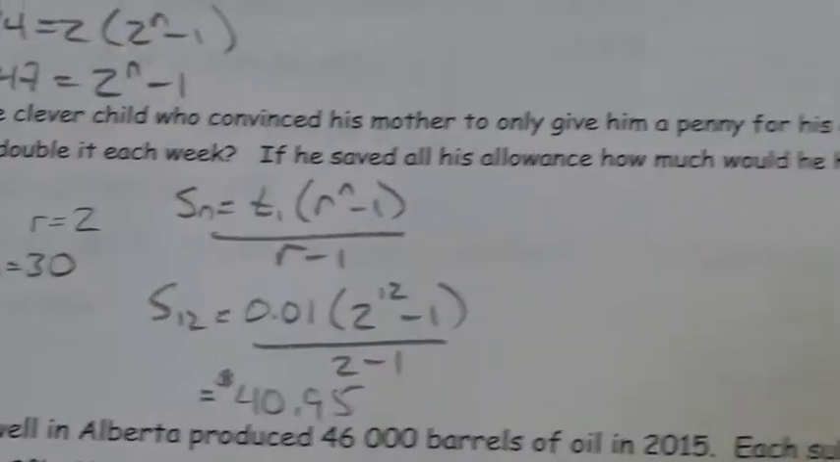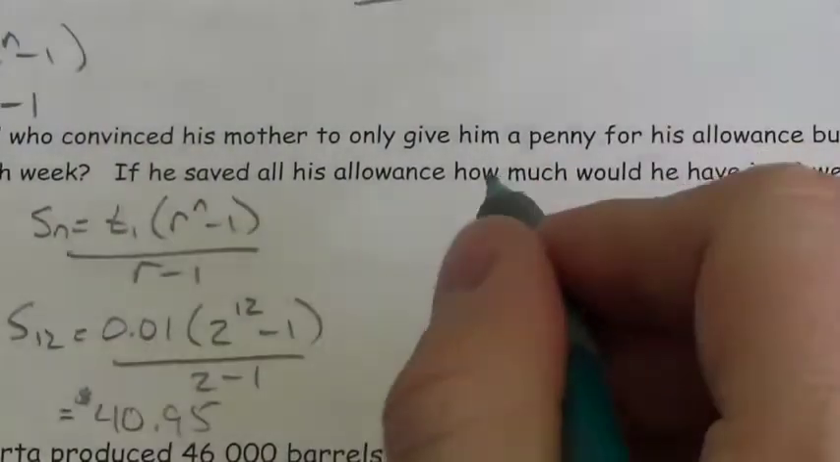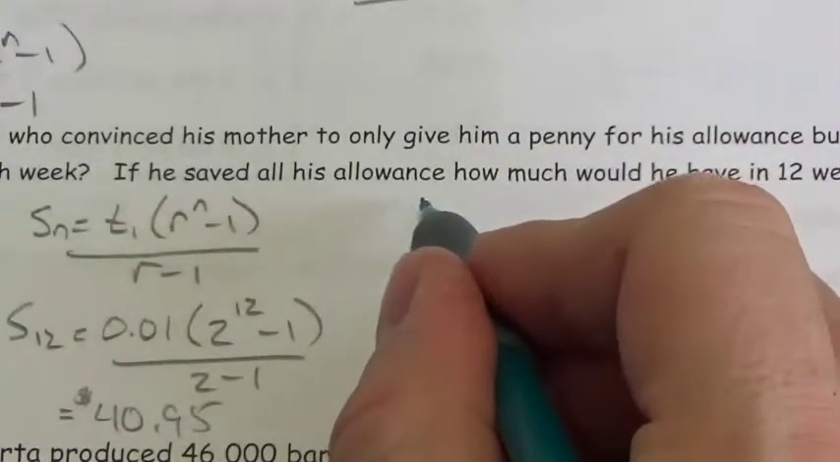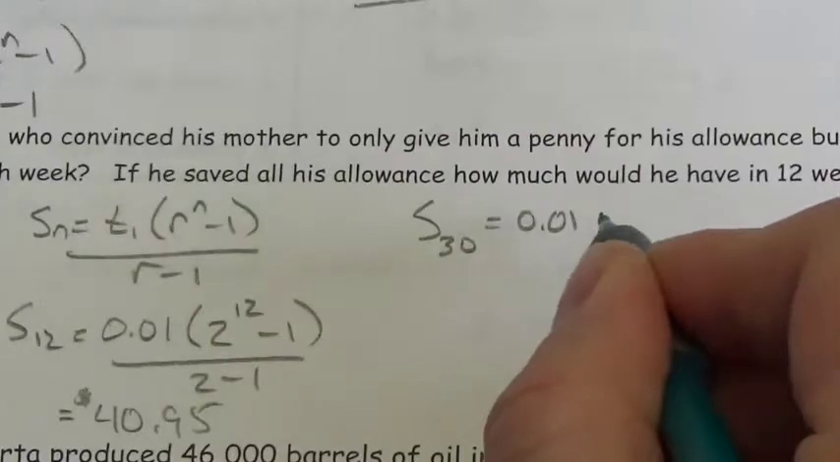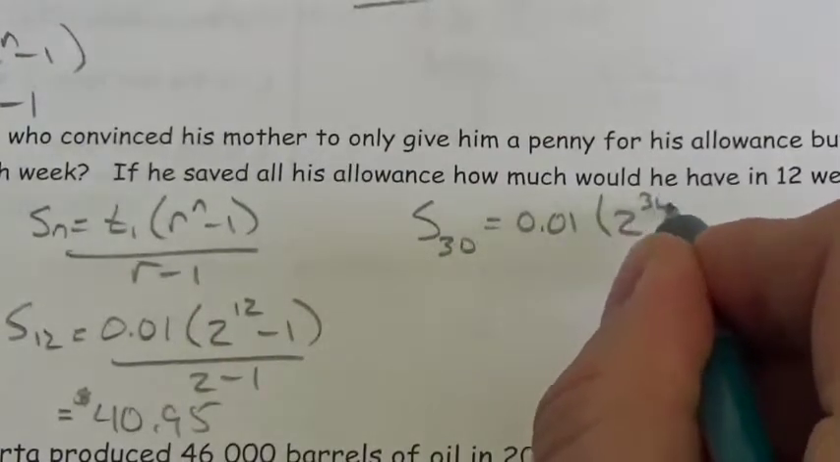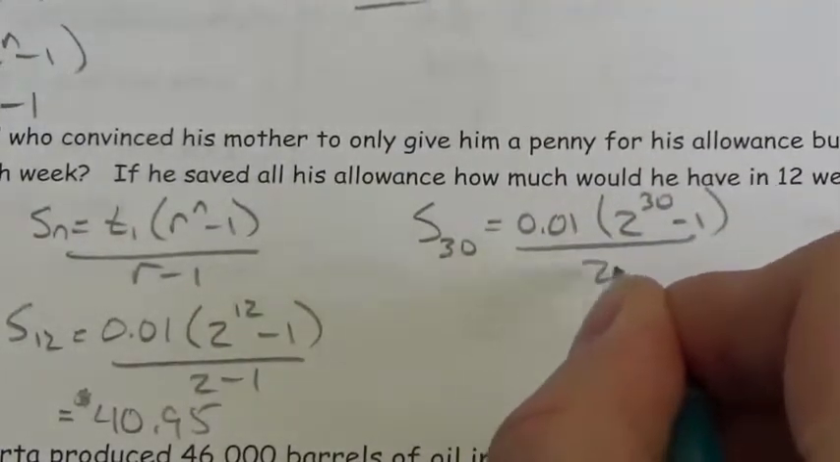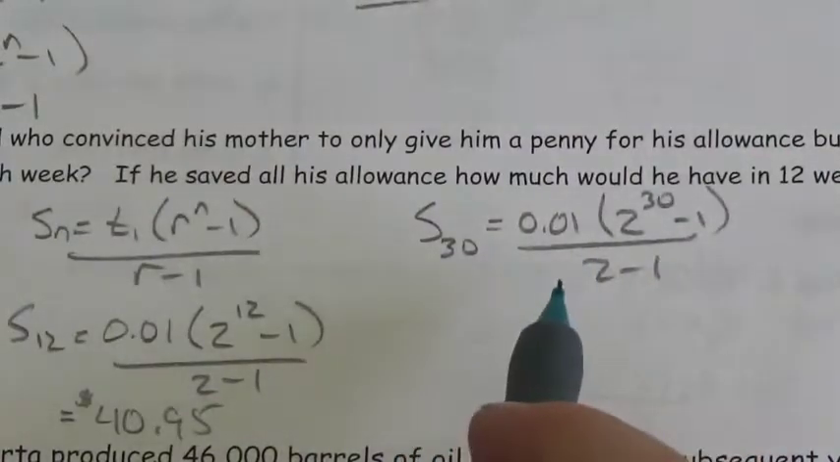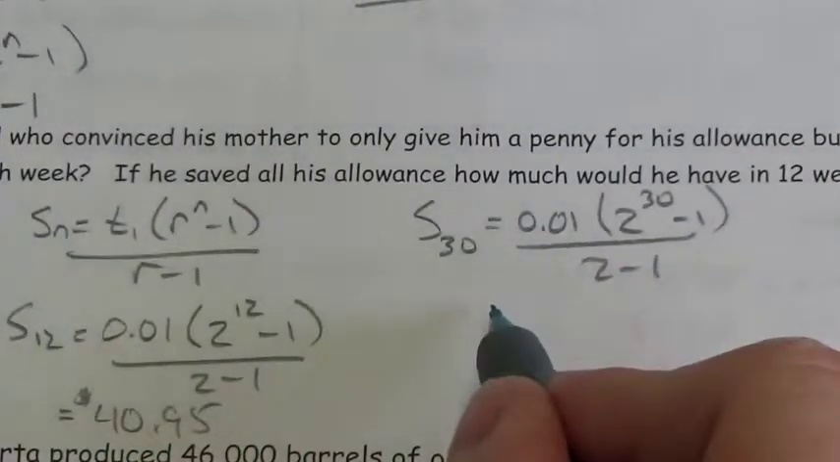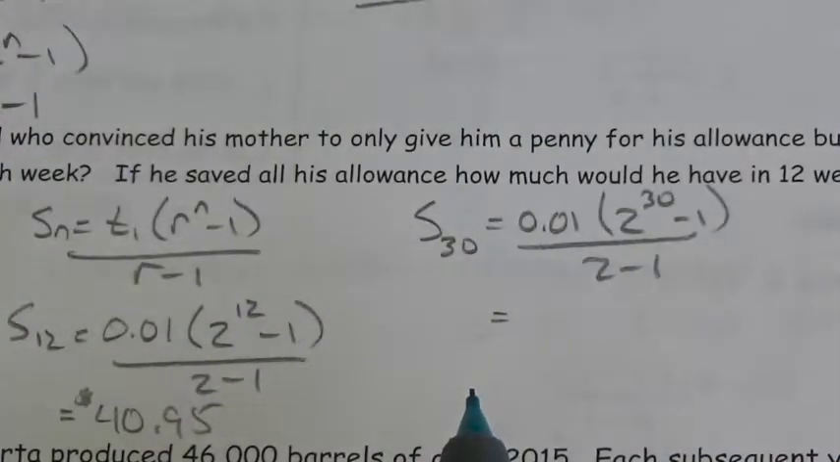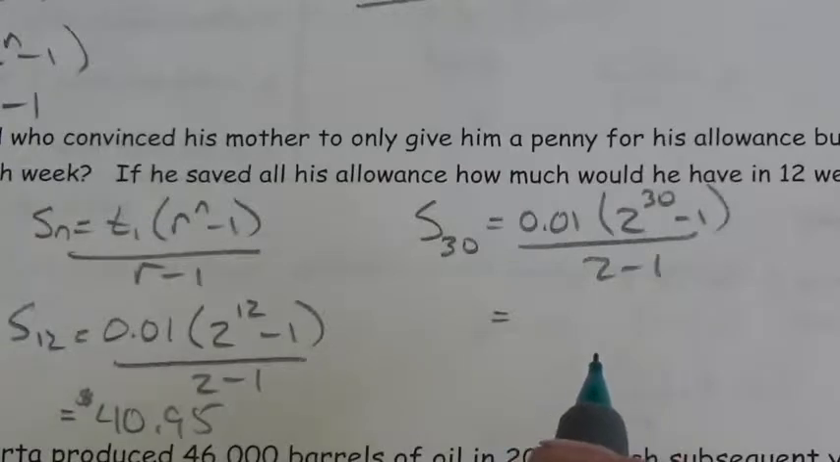But let's take a look at what happens at the 30th week. If he saves all his money up until the 30th week, that's the sum of the first 30 terms. So 0.01 multiplied by 2 to the 30 minus 1 over 2 minus 1. Again, the denominator is kind of going away on us, so that's not that big of a deal. All I really have to do is change that exponent to a 30 and see what happens.